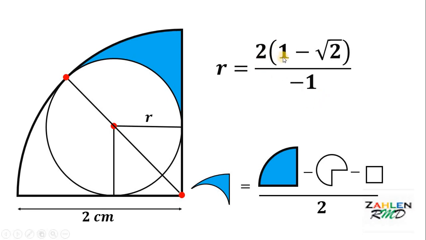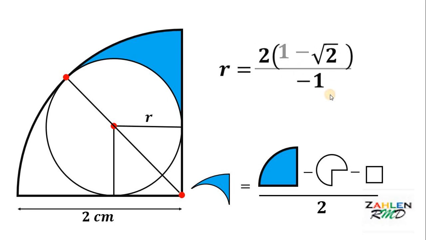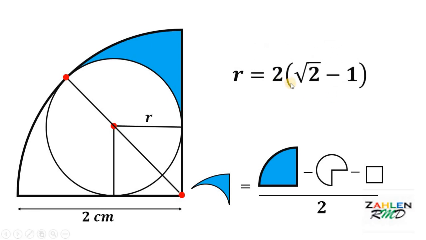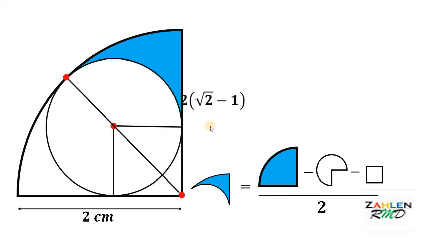Now 2 multiplied by 1 minus square root of 2, divided by negative 1, will give us 2 multiplied by square root of 2 minus 1. Therefore, we now know that the length of the radius of this circle must be equal to 2 multiplied by the square root of 2 minus 1. And also take note that this is also the length of the side of this square. Now we are ready to find the area of this shaded region.